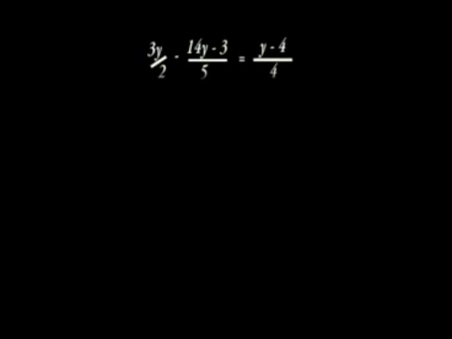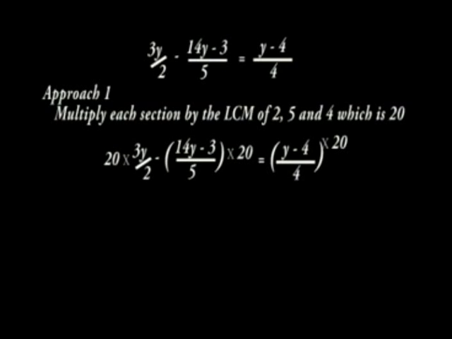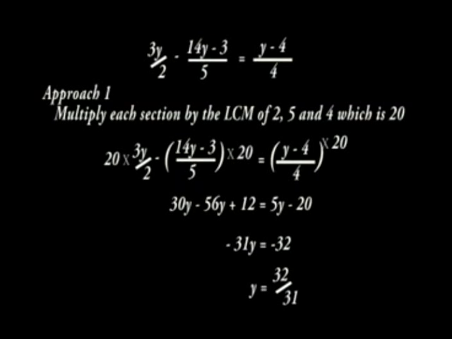Now, suppose we have 3y over 2 minus 14y minus 3 over 5 equal to y minus 4 over 4. To solve such an equation, you can use two approaches. Approach 1. Multiply each section by the LCM of 2, 5, and 4, which is 20. If you do that, you will come up with the following. Finally, you will have y is equal to 32 over 31.